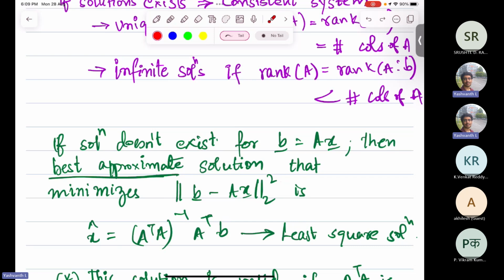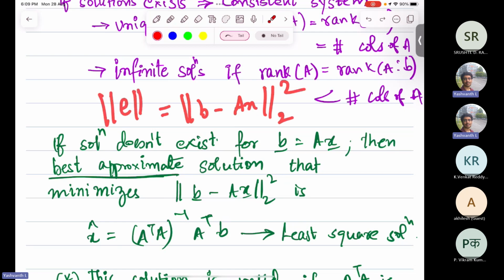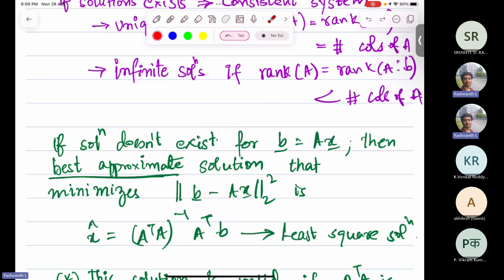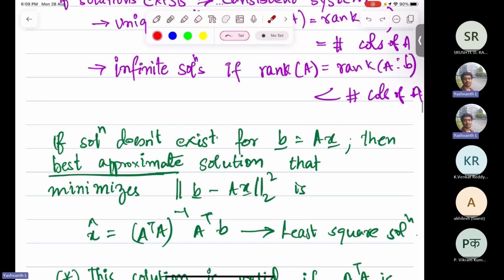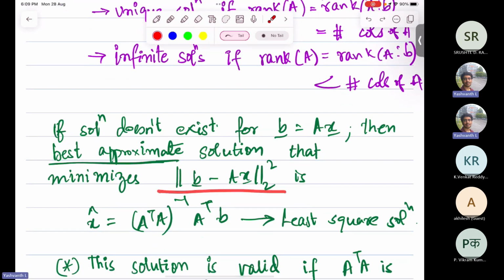For mathematical convenience, we take a square also. So b minus Ax is the error vector, and taking the norm is the same as the norm of the error vector, norm square to be precise. So we want to find such an x such that the norm is minimized.